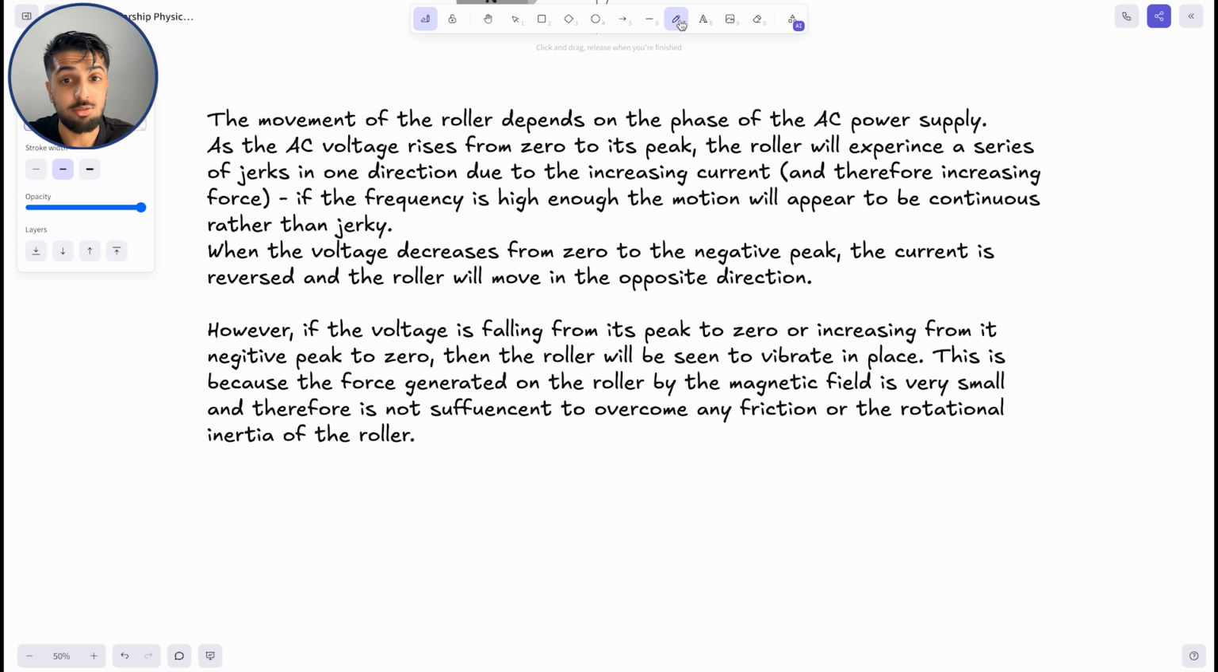As the AC voltage rises from 0 to its peak, the roller will experience a series of jerks in one direction, due to the increasing current and therefore increasing force. If the frequency is high enough, the motion will appear to be continuous rather than jerky. When the voltage decreases from 0 to its negative peak, the current is reversed and the roller will move in the opposite direction, with the same set of scenarios as in the other direction. However, if the voltage is falling from its peak to 0 or increasing from its negative peak to 0, the roller will be seen to vibrate in place. This is because the force generated on the roller by the magnetic field is very small and therefore not sufficient to overcome any friction or the rotational inertia of the roller.